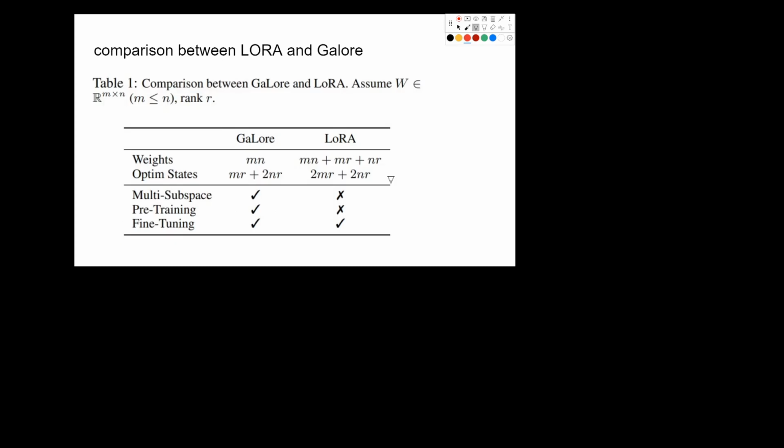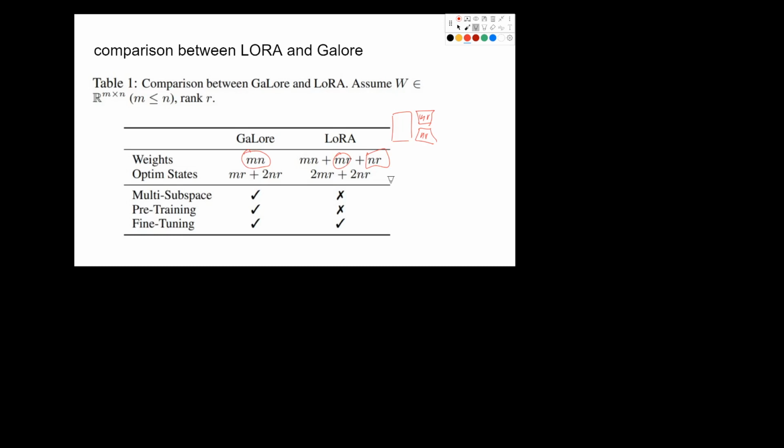And then there's a comparison between LoRA and GaLore. In GaLore, for the weights, we need N×N to store the weights. But in LoRA, since we're using the low rank matrix to store the difference for the fine-tuning, we need memory for N×R and N×R, which is extra memory compared to GaLore.